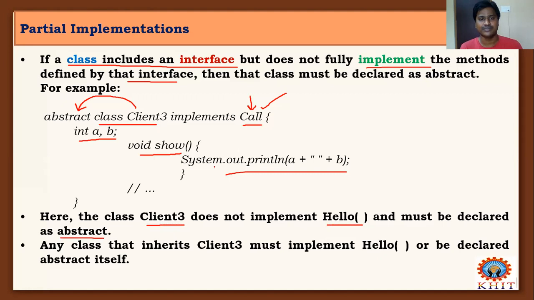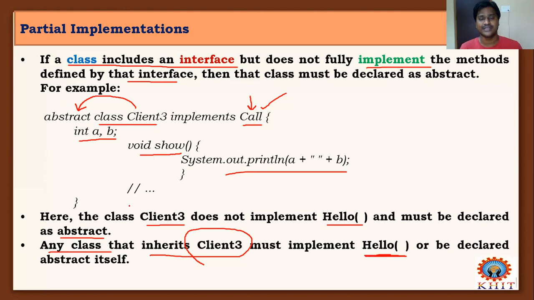Then only it is allowed, but otherwise it is not allowed. Okay, but here one more additional point about this client class, client3. Any other class that inherits client3, that means any class that extends the properties of client3 as usual in inheritance, must implement the hello method. Must implement the hello method. Why?